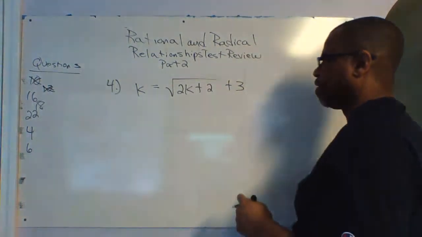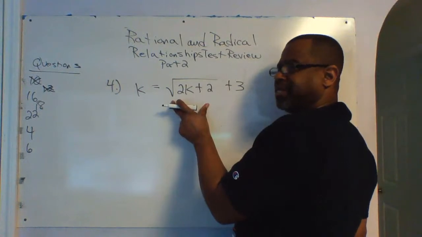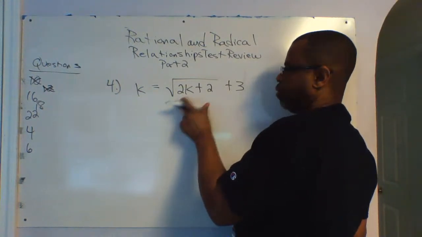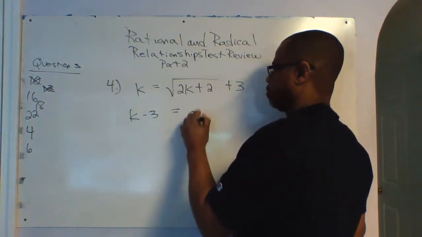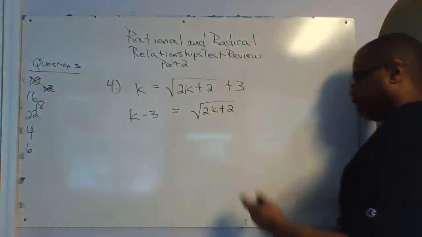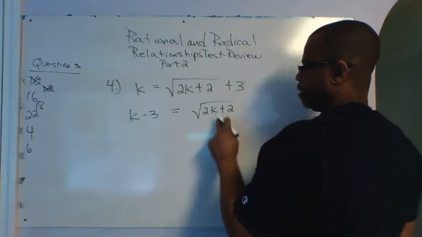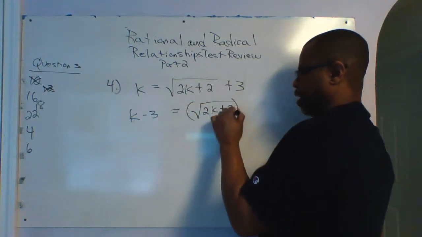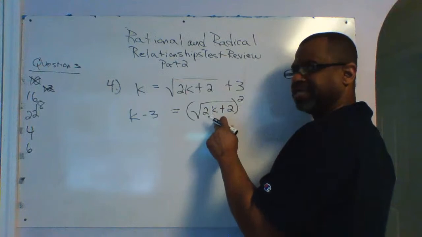Okay, so we're going to solve this one. Remember, this radical has to be isolated before you square anything. So we have to move this over first. It's got k minus 3. Again, now we can solve it. We subtract 3 from both sides. Then you have your radical isolated. Now you can square it. Do not square it up here. It has to be isolated first.